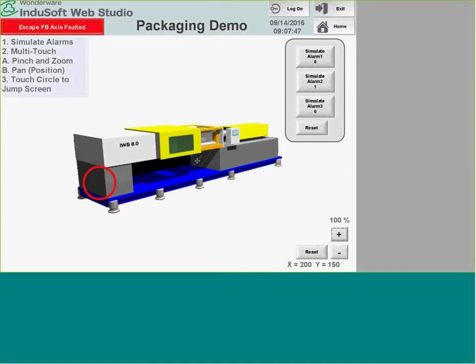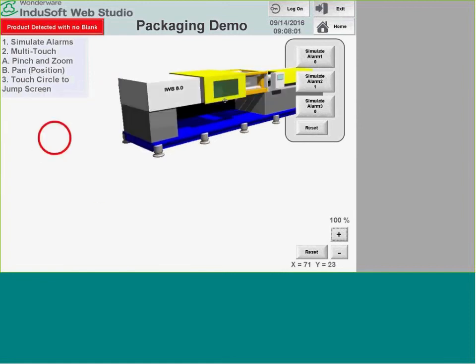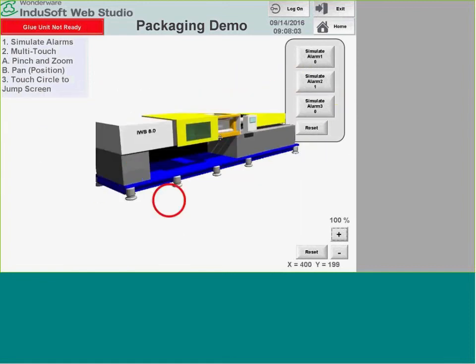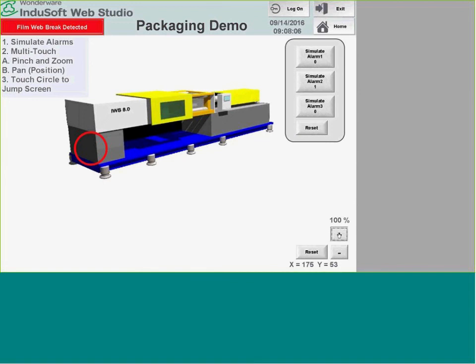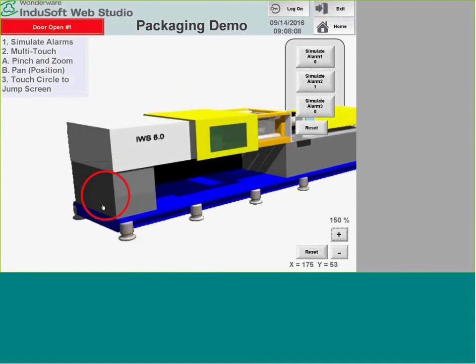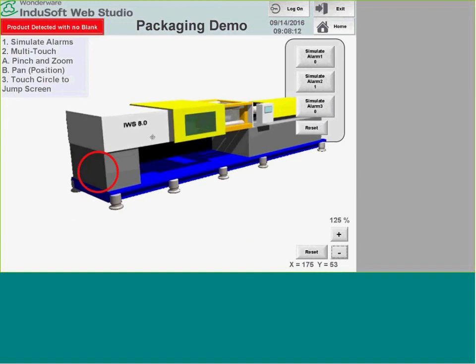One of the things InduSoft Web Studio has built into it is multi-touch, which can be very handy for taking a look at machines and zooming in and things of that nature. I don't have a multi-touch monitor here, but you can see that I can position this machine anywhere. I've also put in some zoom capabilities, and notice that the circle follows on the machine wherever the problem happens to be.